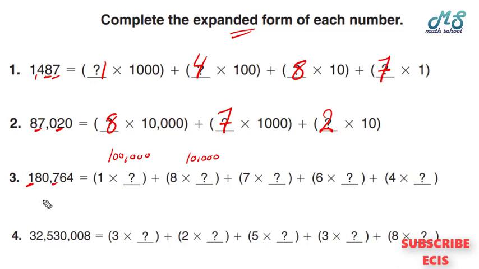What about 7 in hundreds place? Its value is equal to 7 times 100. So the missing number is 100. 6 in tens place, so its value is equal to 6 times 10. 4 in ones place, its value is equal to 4 times 1. Number 4, we have 8 digits.